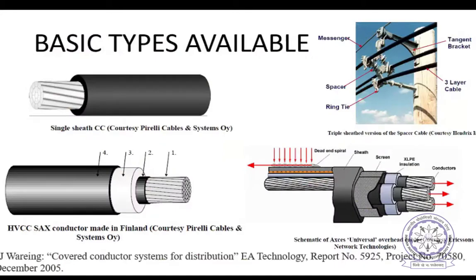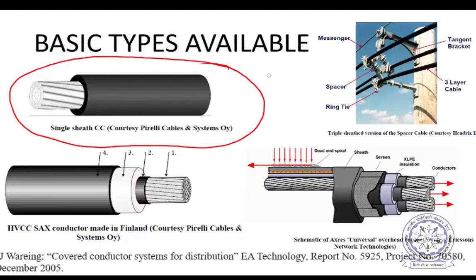Now we see the basic types of covered conductors. Covered conductors means on the conductor we will have some insulating cover. You can see this is the basic type, the single sheath covered conductor. Among all the covered conductors, it is the cheapest. Simply one layer of insulation is kept on the conductor. This is the conductor, and this black one is the insulation. So it is called single sheath covered conductor.